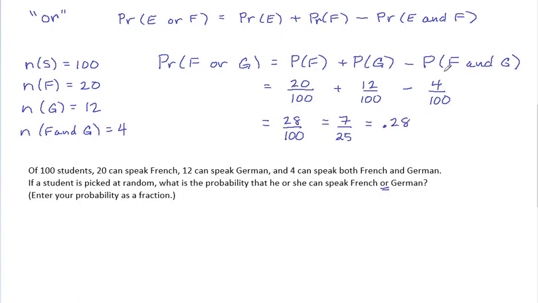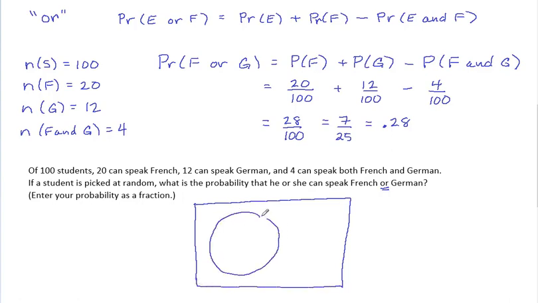To illustrate why we have to subtract off the probability that they do both, I'm going to draw a diagram picture. It's called a Venn diagram. Anything that's inside this first circle will be French speakers. Anything inside the second circle will be German speakers. Well, in this middle part are the students who can speak both French, because they're inside the first circle, and German, because they're inside the second circle.